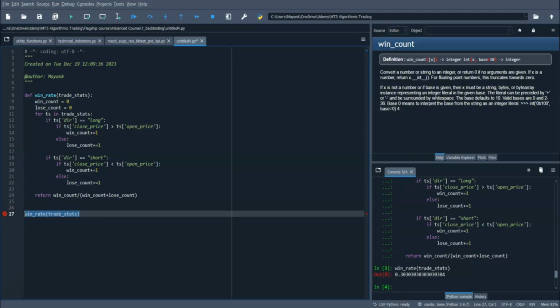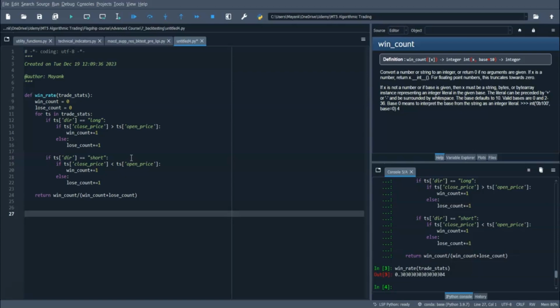Hello friends. So in the last lecture video, we calculated the win rate for the strategy that we have been backtesting, and we got a win rate of 30%. So do we throw away the strategy? Not yet. As we discussed in the introduction of KPIs, even a moderate win rate could be profitable if other KPIs indicate that the strategy has potential.